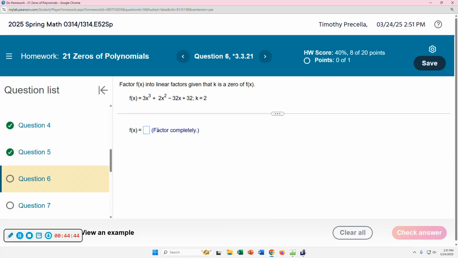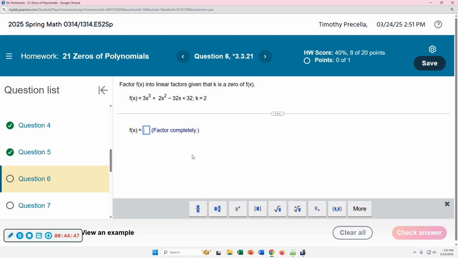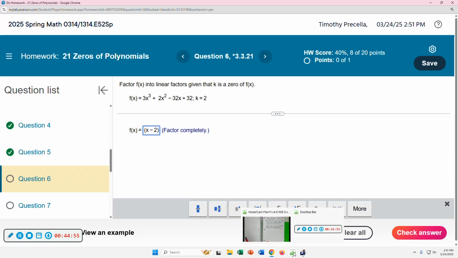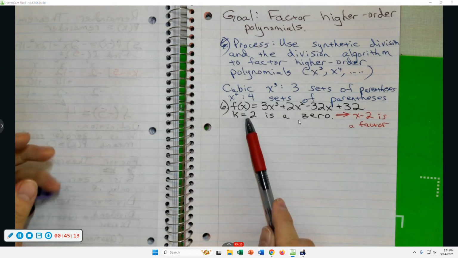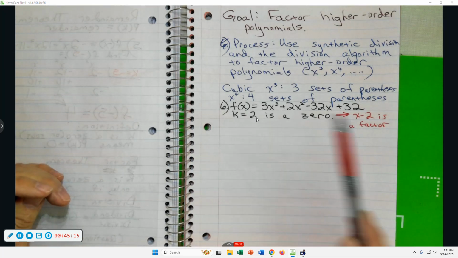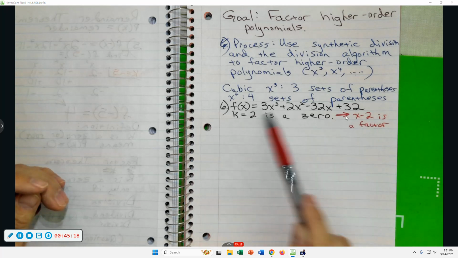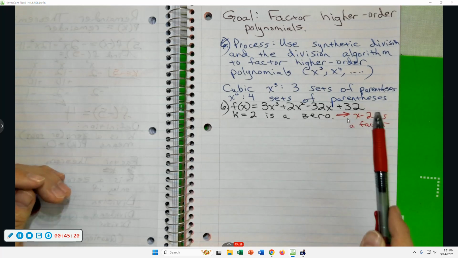There's going to be 3 sets of parentheses. x minus 2, x minus k. Whatever that k value is, the corresponding factor is the variable, and then change the sign on k. The k value is a plus 2, point at the parentheses. You wind up with a minus 2. Because if you think about it, if you plug 2 into x minus 2, it has to give you 0. They told us that k equals 2 is a 0, so whatever the factor is, if you plug 2 in there, you better get 0, and we do.